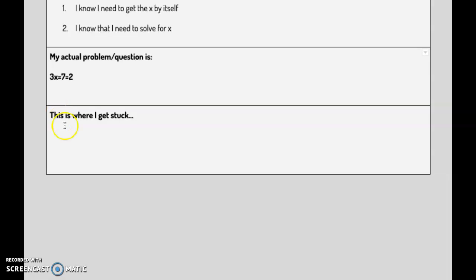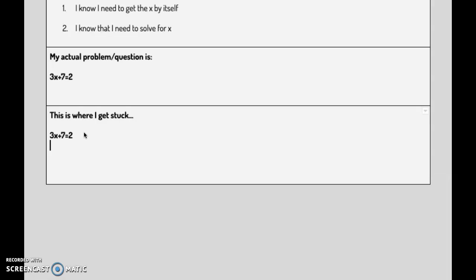And then down here, I'm going to write where I get stuck. Oops, I put an equal sign there. That should be a plus. All right, so 3x plus 7 equals 2. So this is where I get stuck. I'm going to go ahead and do as much as I can. So 3x plus 7 equals 2. And then I know my next step is to subtract the 7. This is why it might be a good idea to print it out, because it's kind of hard to express these equations on a Google Doc. But if you don't want to print it out, that's fine. So I know that I need to subtract 7, and then that's going to give me 3x equals -5. And that's where I get stuck.